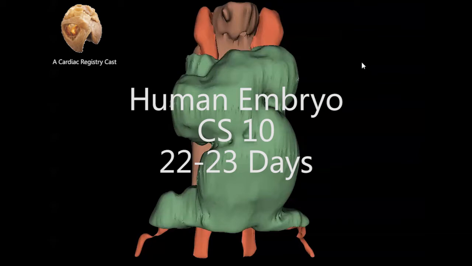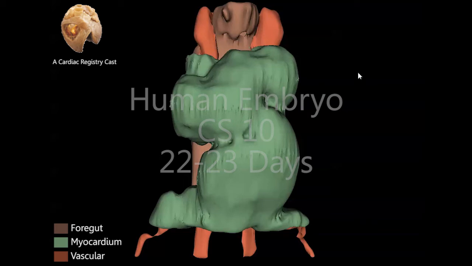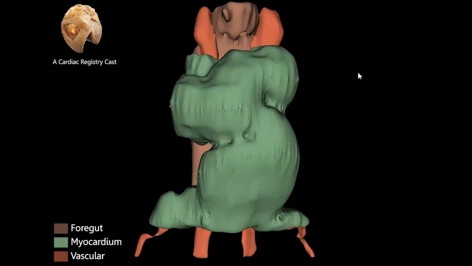This is a partial 3D reconstruction of a human embryo at Carnegie stage 10 at the beginning of the 4th week of gestation. The myocardium is shown in green, the foregut or pharynx in brown, and vascular channels in red. By this point, the heart tube has formed and in this embryo has begun to loop to the right.